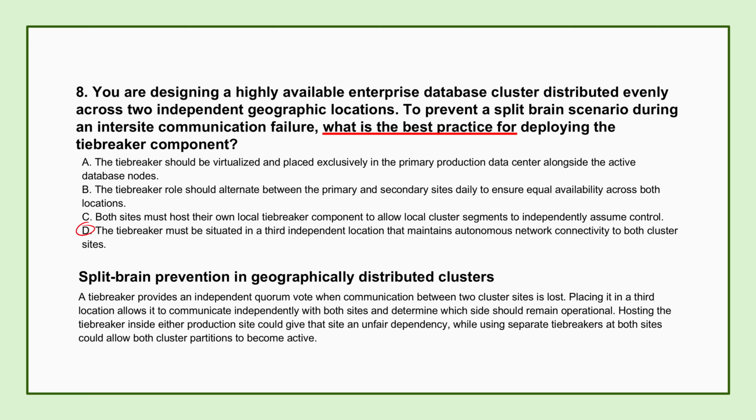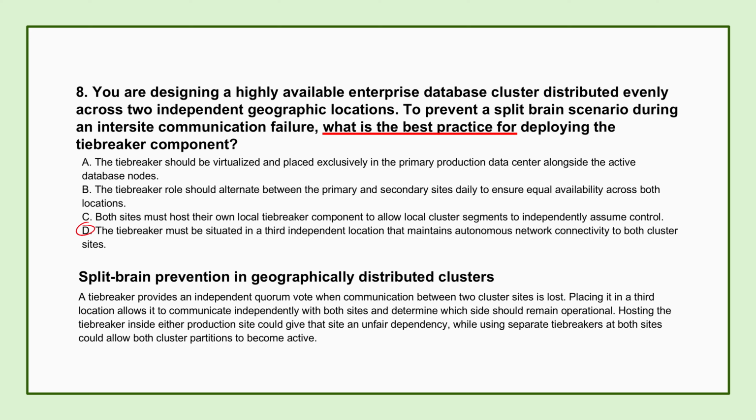Let's get into the architecture of a split brain and a tiebreaker. Okay, so the document dictates that the tiebreaker must be situated in a third, completely independent location. Yes, this third location must maintain its own autonomous network connectivity to both of the primary cluster sites. If the network link between the 2 primary sites fails, this third site provides an external independent quorum vote. This quorum vote safely determines which of the 2 primary sites gets to remain active.